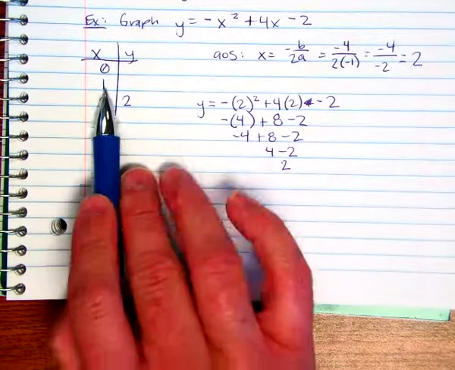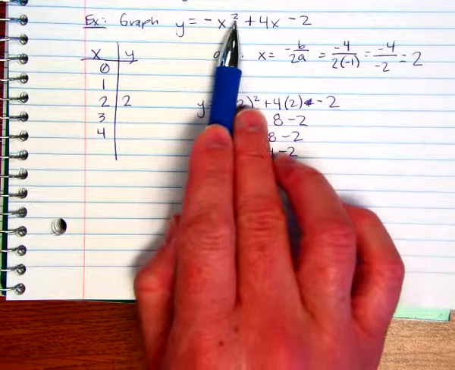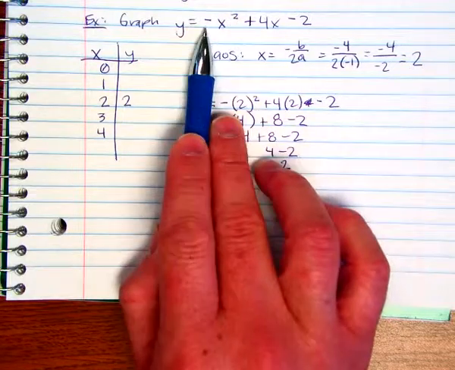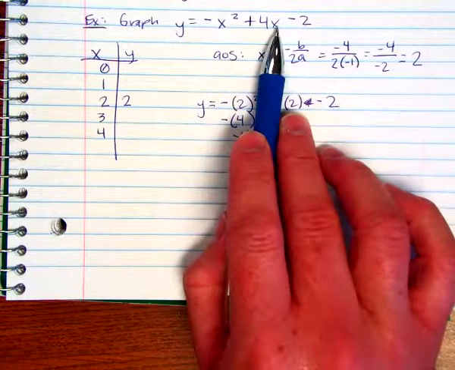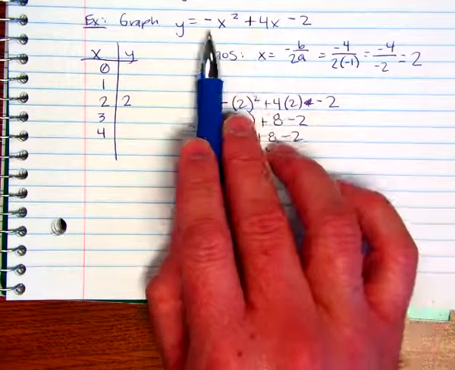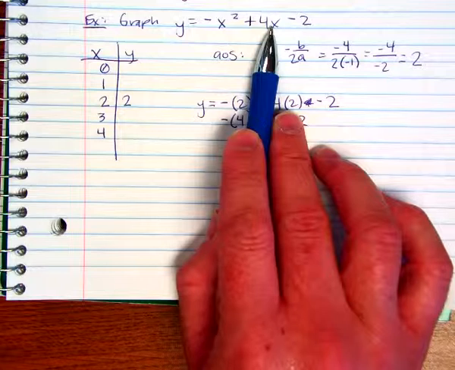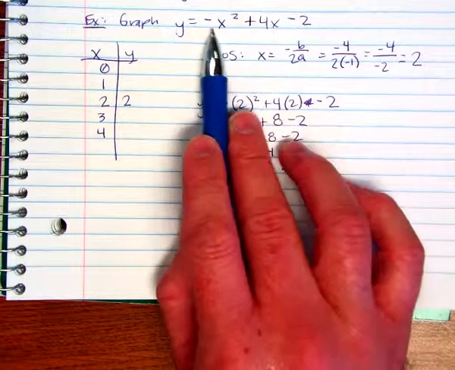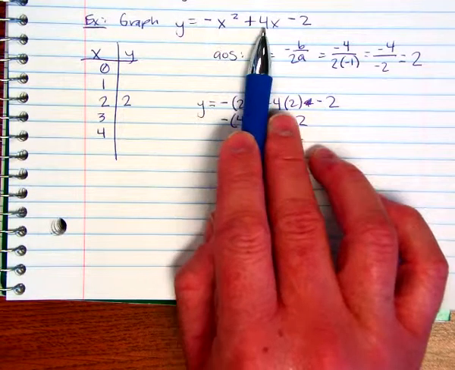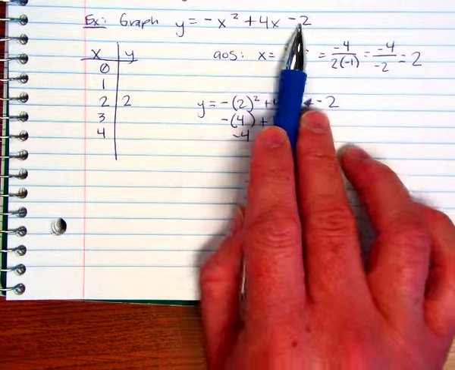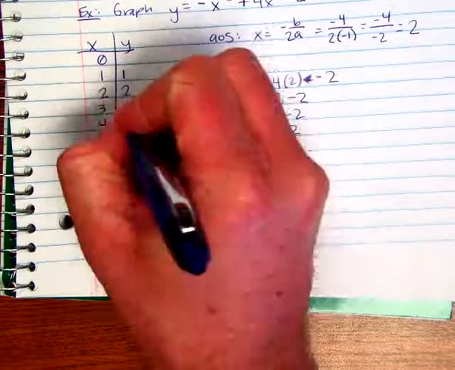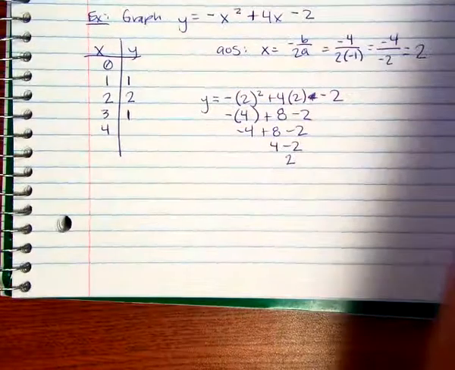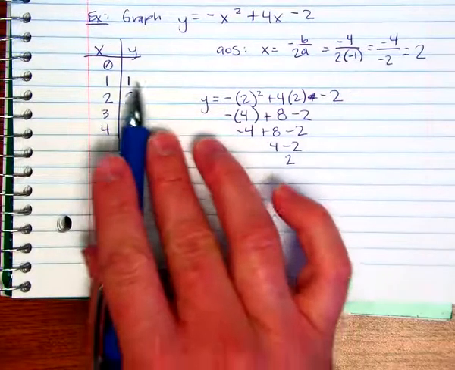If I plug in a 1, what is 1 squared? 1 with a negative in front of it? Okay, so this is now a negative 1. What's 4 times 1? Great, so we have negative 1 plus 4. What's that? Negative 1 plus 4, 3. Minus 2? Good. If that's a 1, so is this, because remember, our vertex is where we start seeing a mirror image.